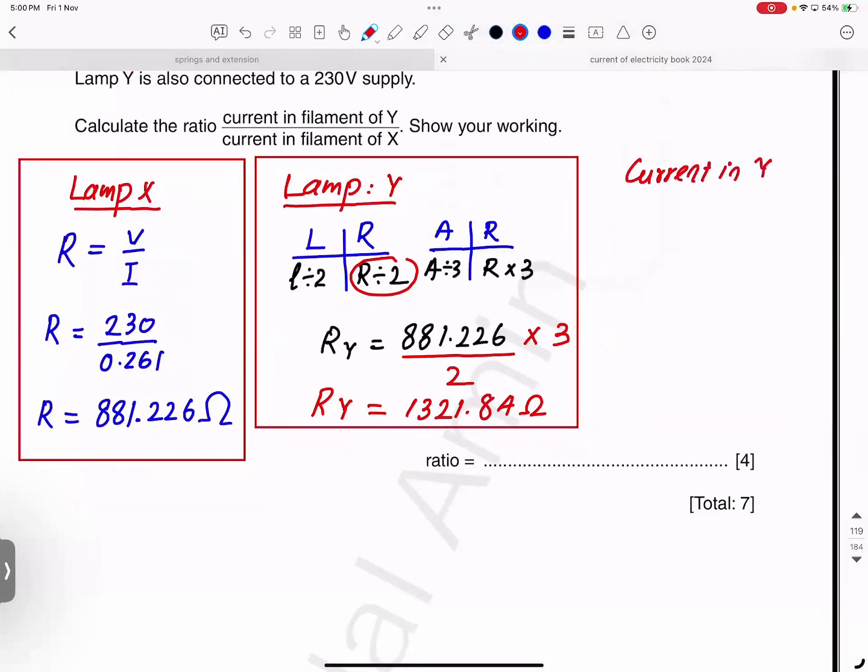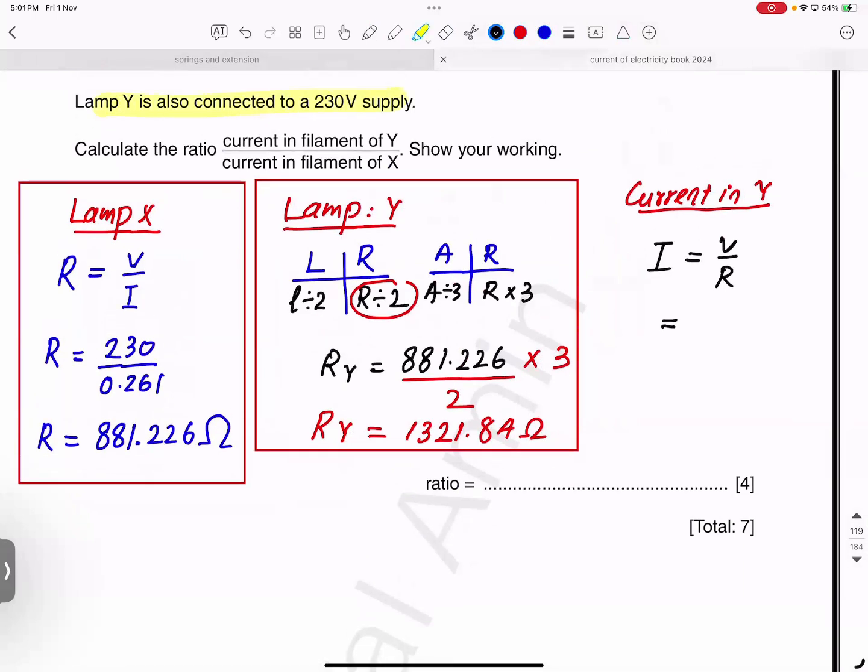Current in Y. Current formula, you know, I is equal to V over R. Voltage is still the same. They say lamp Y is also connected to 230 volt. So 230. What is the resistance of Y now? 1321.84. So current in Y comes to be 0.174.